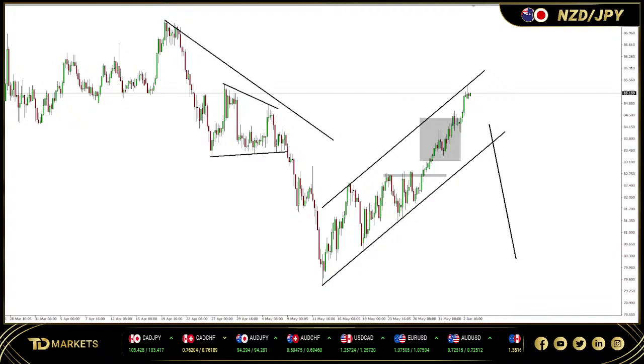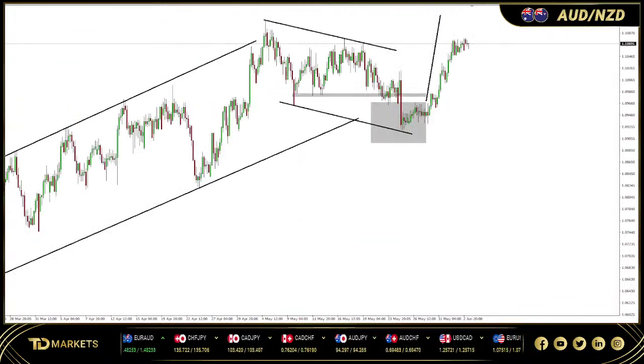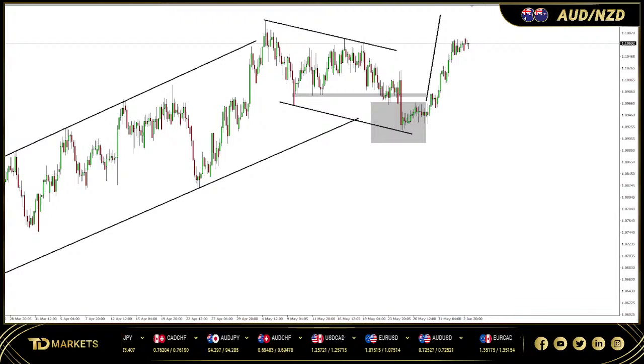All right, and then AUD NZD played out perfectly. It completed this corrective structure, broke the low, and from here it is pushing to the upside. So at the moment, the market is now in the next impulsive wave.